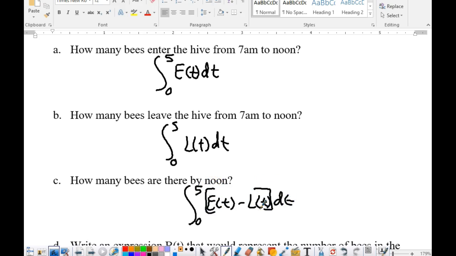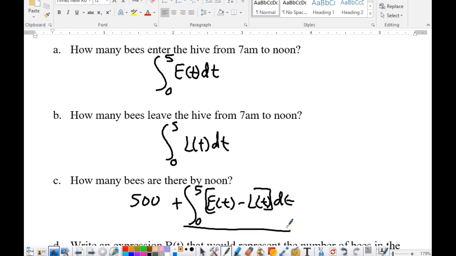Good job. So this tells me bees are entering this quickly and leaving this quickly. If I integrate it, it tells me the net change of bees. But we need to know the starting amount also, right? So we start with how many bees? We had 500 bees, and then integrating E minus L from 0 to 5 tells you how many bees were added or lost in that time period altogether, and that would tell you the final amount.